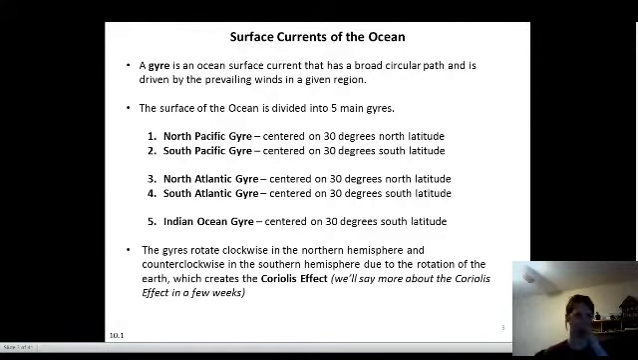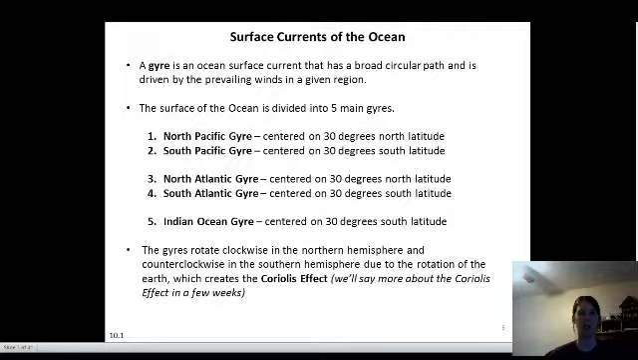When we talk about surface currents, we also need to discuss gyres. A gyre is an ocean surface current that has a broad circular path and is driven by the prevailing winds in any given region. The surface of the ocean is actually divided into 5 main gyres: the North Pacific Gyre, the South Pacific Gyre, the North Atlantic, the South Atlantic, and the Indian Ocean.